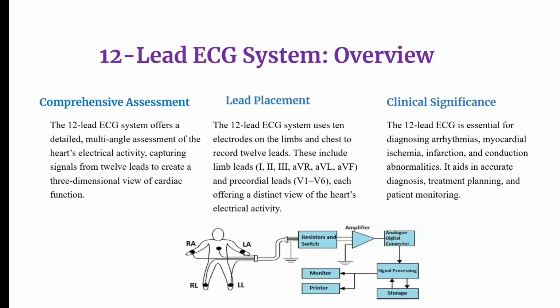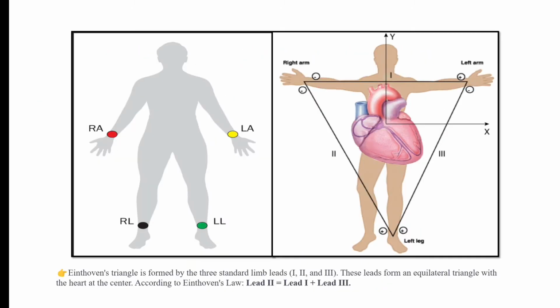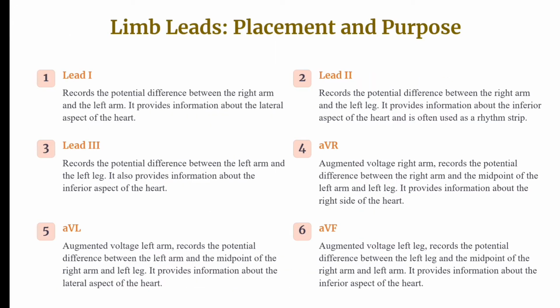Limb leads, placement and purpose. Limb leads provide key insights into heart activity by recording electrical signals from different axes. Lead 1 captures lateral activity. Lead 2 and 3 focus on the inferior heart, and the augmented leads, AVR, AVL, AVF, enhance these perspectives. Proper placement of these leads is crucial for accurate interpretation.